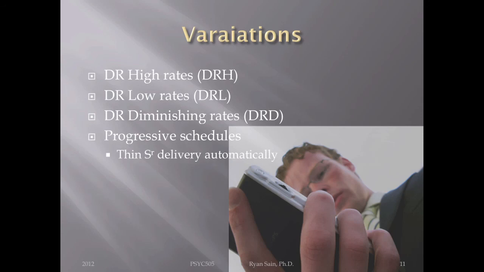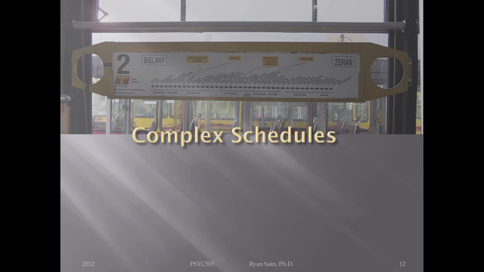Progressive schedules, okay, thin the reinforcement delivery automatically. Right? So we're going to start to thin out those reinforcers. You're going to have to work harder and harder and harder for the reinforcer as time goes on. Early on, maybe it was 5 responses, and then now it's 10, now it's 20. Now you've got to write an entire chapter, that type of thing, right, before you get the reinforcer. So those are progressive schedules. These get even more complex.